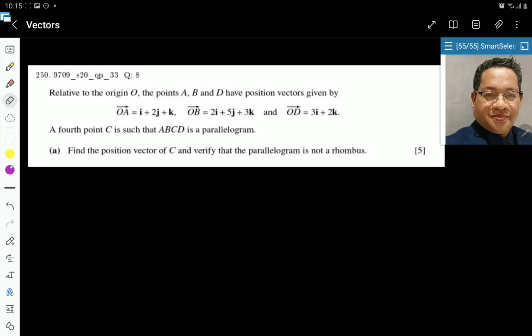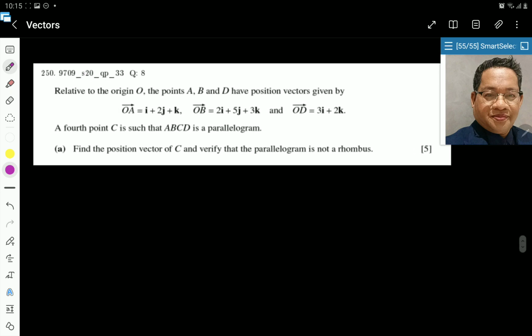This is a sample paper in paper 3, 9709, paper 33, question number 8, and this is letter A. We don't need to answer this part because we haven't learned that yet. Relative to the origin O, the points A, B, D have position vectors given by OA, OB, and OD. A fourth point C is such that ABCD is a parallelogram.